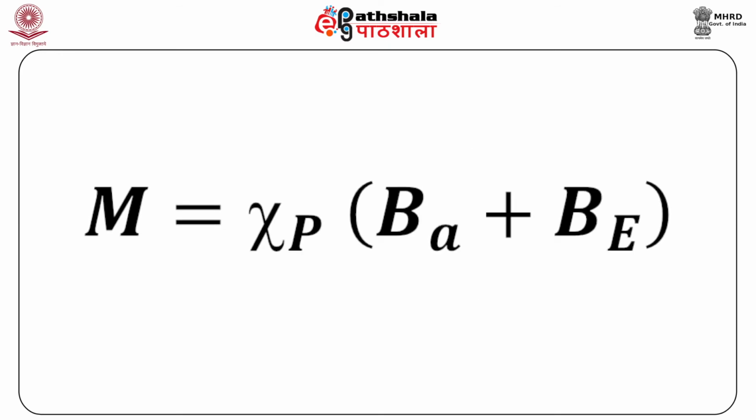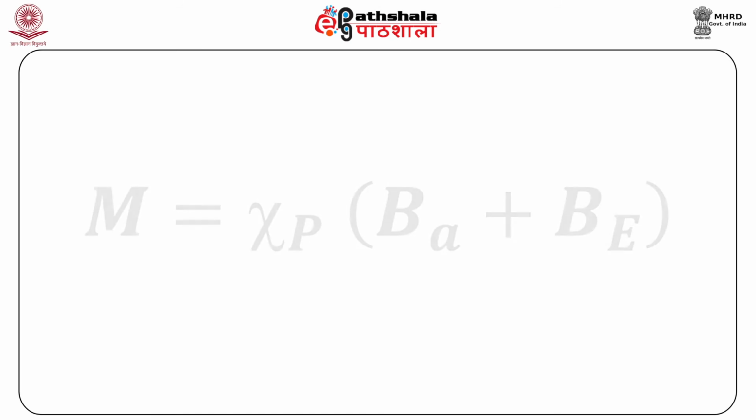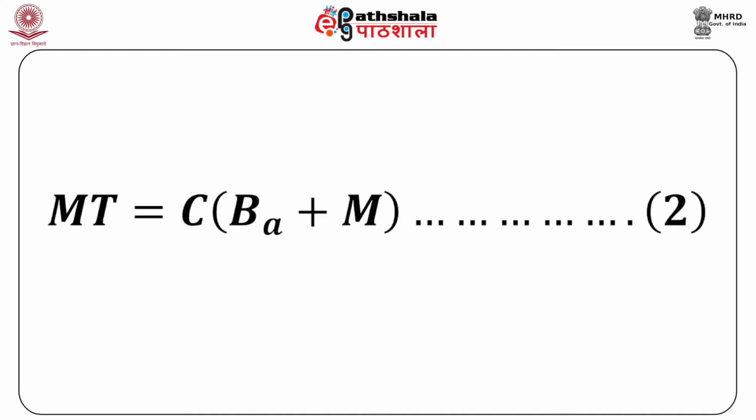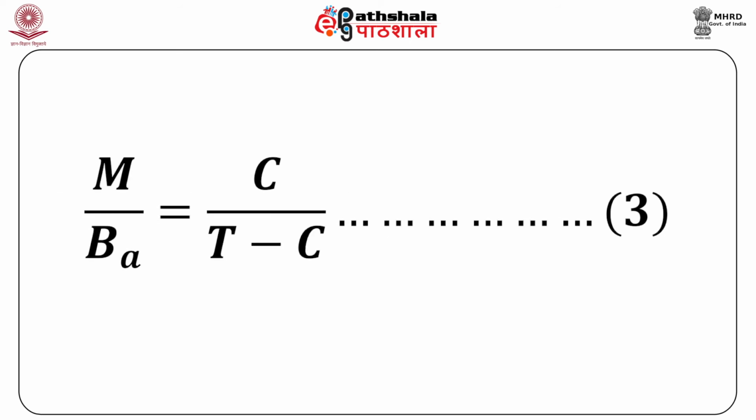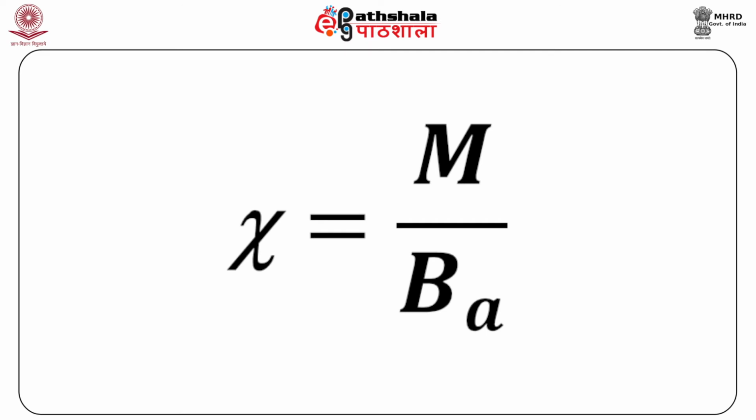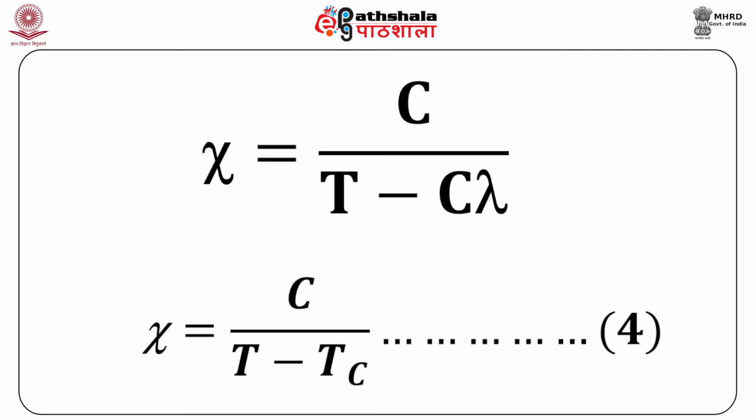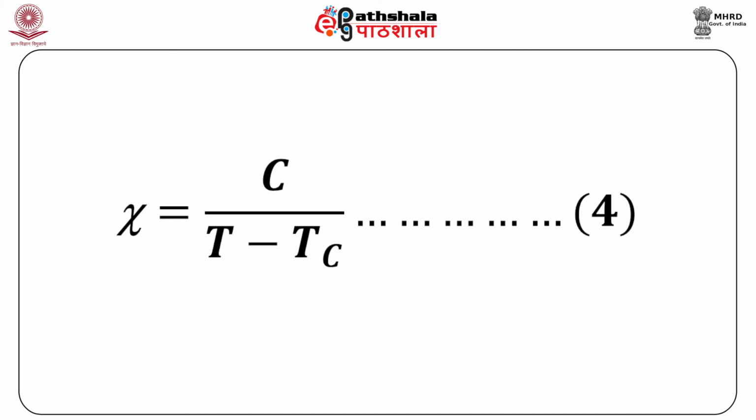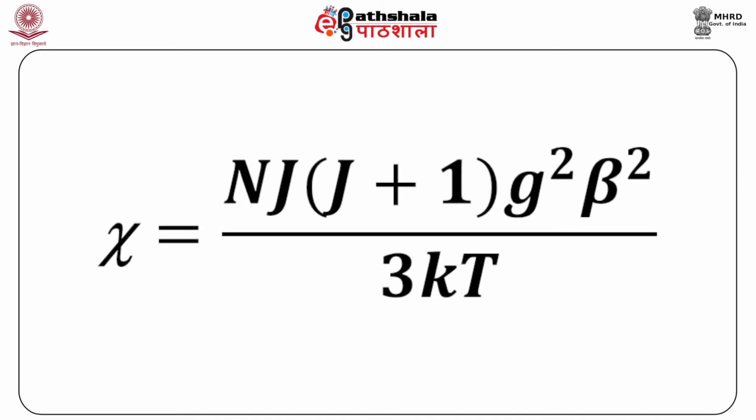Substitute the value of χ and Be in equation number 1, we get M = χp(Ba + Be), so M = C/T (Ba + λM). On rearranging equation number 2, it becomes M/Ba = C/(T − Cλ), and we know that χ = M/Ba. Putting equation number 3 in 4, we get χ = C/(T − Cλ), and that becomes χ = C/(T − Tc), where Tc = Cλ. Equation number 4 is the mathematical form of the Curie-Weiss law from the quantum theory of paramagnetism.